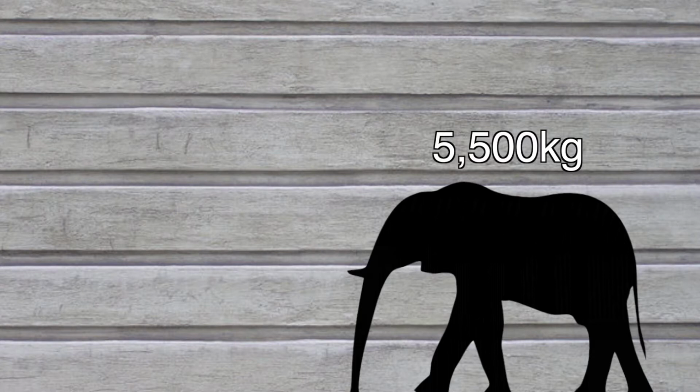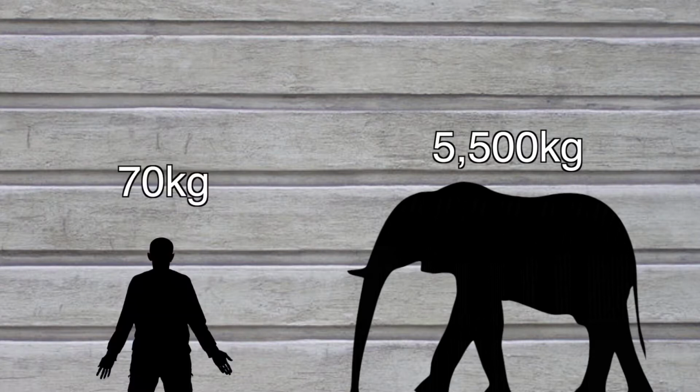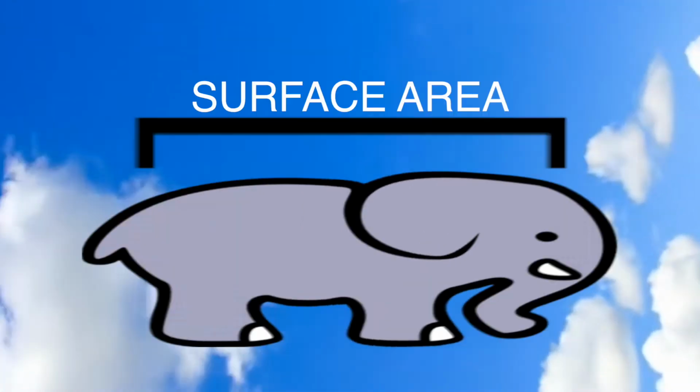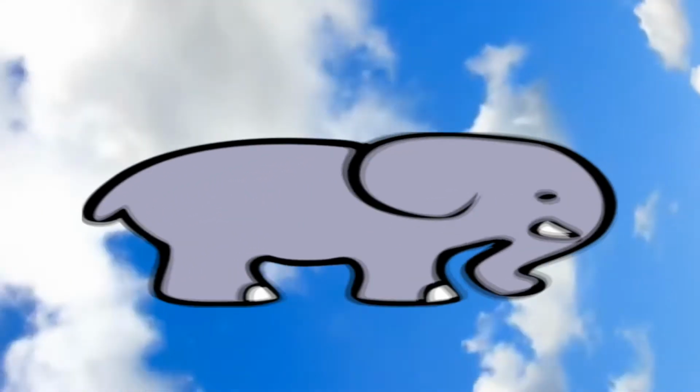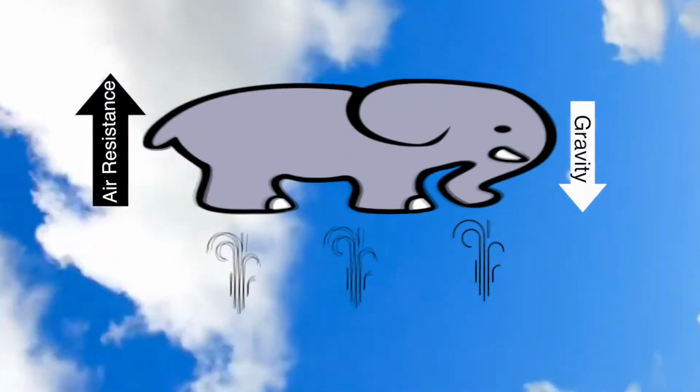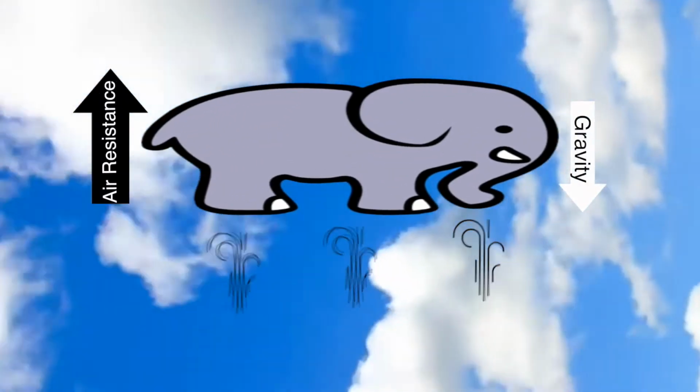Now let's look at an elephant. An elephant, for example, would have a greater mass than the average human, meaning that it would have a higher terminal velocity based on that. But an elephant has a greater surface area, meaning that it has more space to pick up drag, which will slow it down and slow down its terminal velocity ultimately.